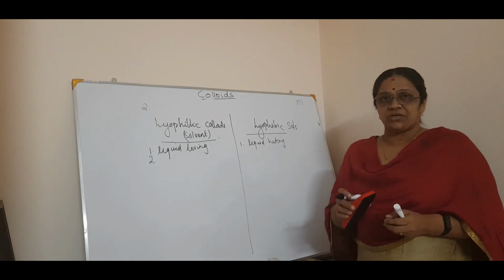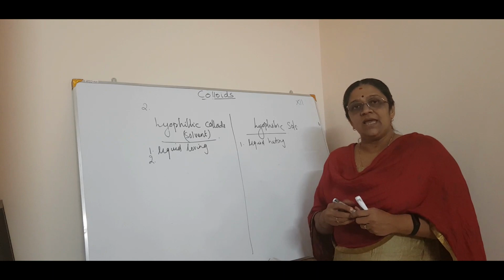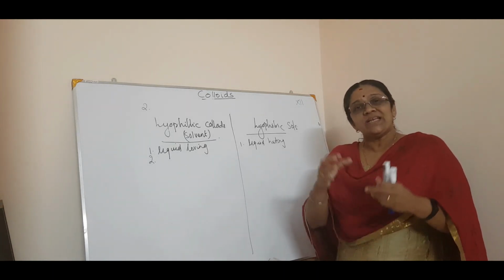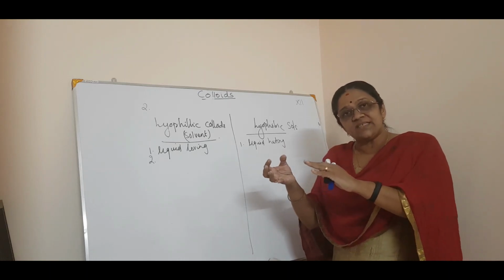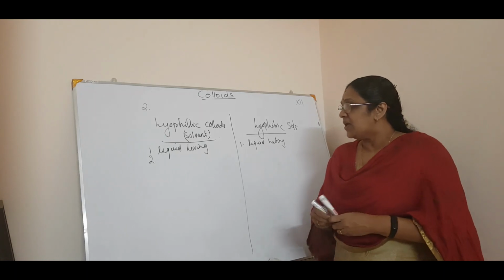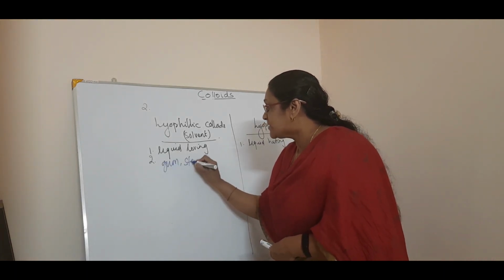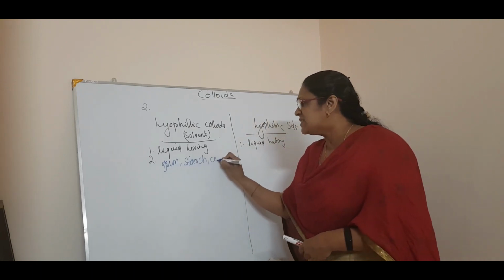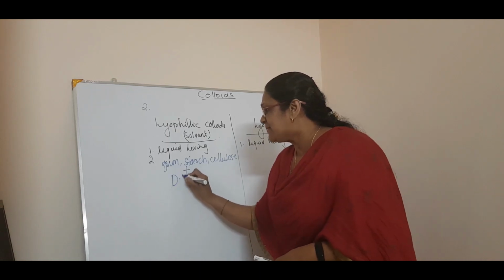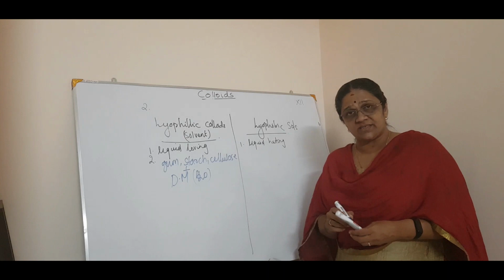The second is the preparation of lyophilic colloids. How will you prepare lyophilic colloids? The preparation is very easy. You can just mix the dispersed phase and a dispersion medium. Dispersed phase in the sense you can have gum, or starch, or cellulose, etc., plus a dispersion medium. Dispersion medium means a suitable medium, for example water or any solvent.